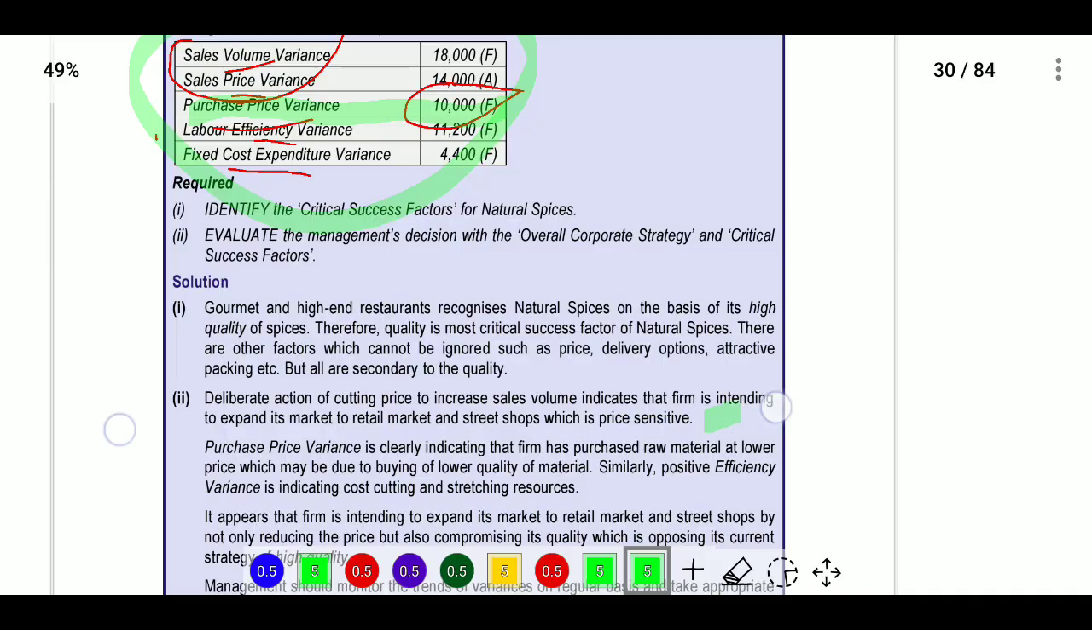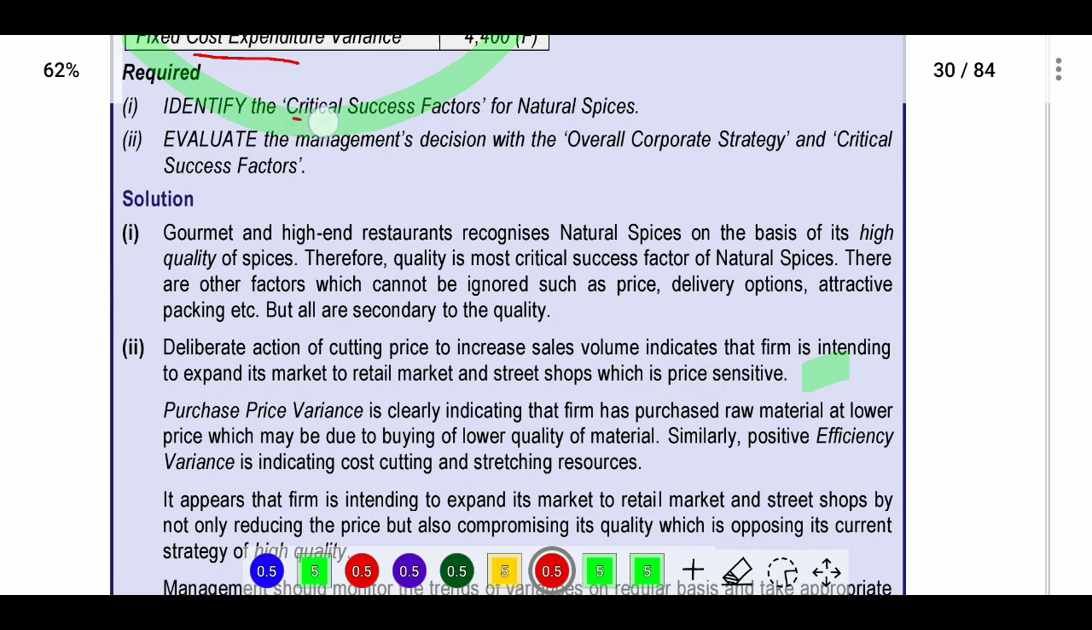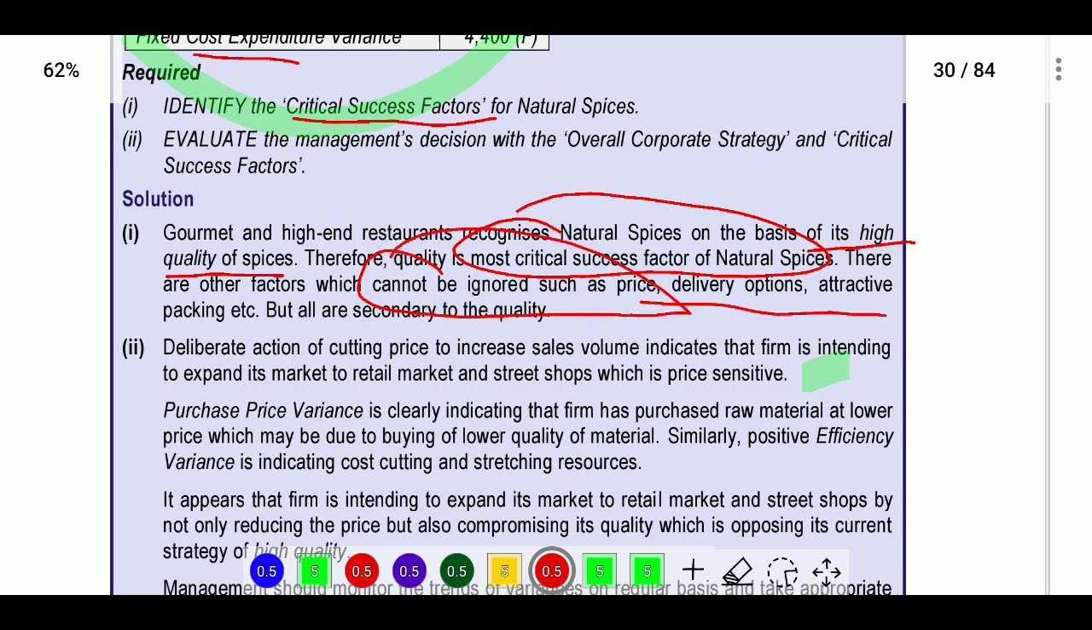Let's see the answer. What is the critical success factor? Gourmet and high-end restaurants recognize natural spices on the basis of their high quality. Therefore quality is the most critical success factor of natural spices. There are other factors which cannot be ignored, such as price, delivery options, attractive packing, etc., but all are secondary to quality, so they must maintain this also.